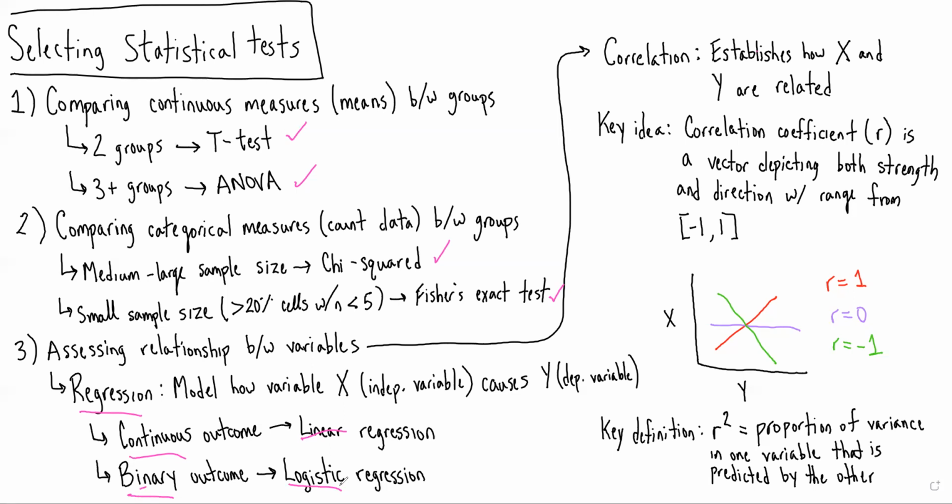The thing that does show up a lot on the exam is correlation. And this is a way of just looking at how X and Y are related. Not so much whether X is causing Y, but how the two variables are related. And one really key idea that I want you to take away is that the result of a correlation analysis is this correlation coefficient R. You want to remember that this represents a vector, and that vectors by definition represent both strength of the relationship and direction of the relationship. And therefore the correlation coefficient R can take values ranging from -1 to 1.